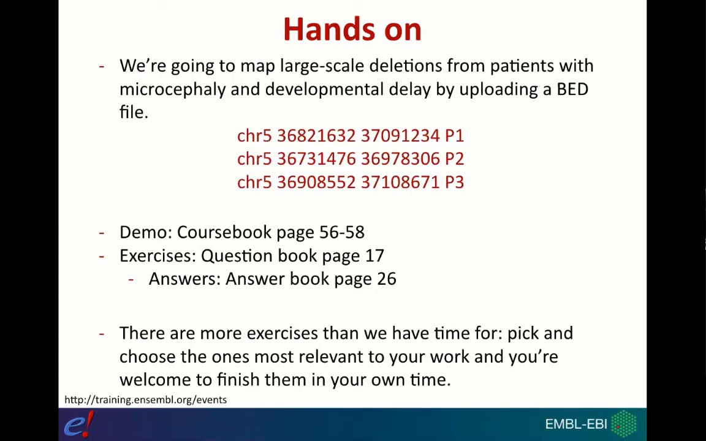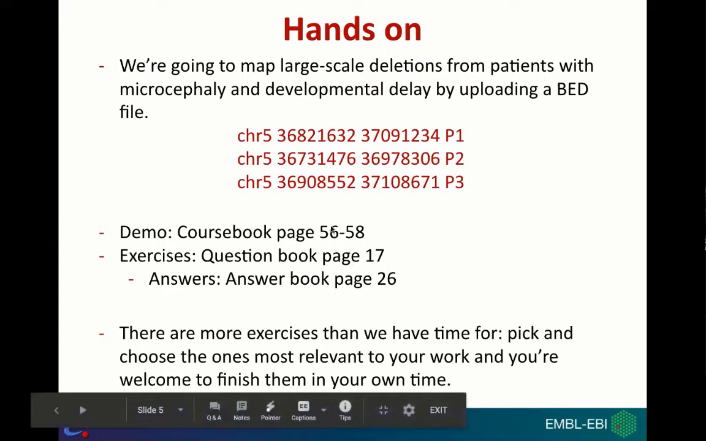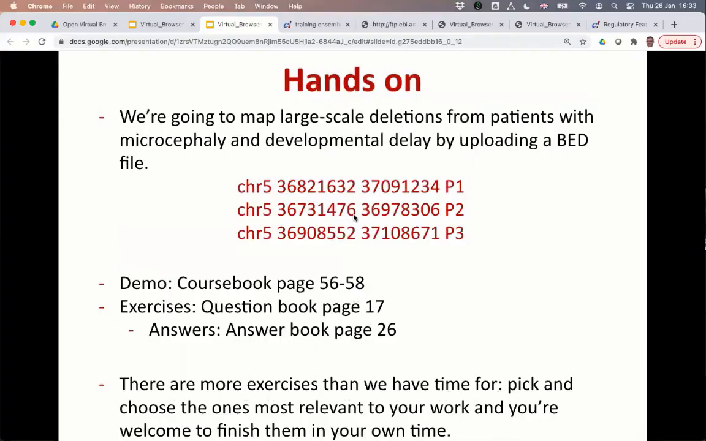So in our demo, we're just going to visualize a small BED file by uploading it to the Ensembl Genome browser. What we have in our BED file are 3 discrete genomic regions that map to large-scale deletions from patients that have presented with microcephaly and developmental delay. If you want to follow along in the course book, the screenshots start on page 56, but you can also follow along with me as well.